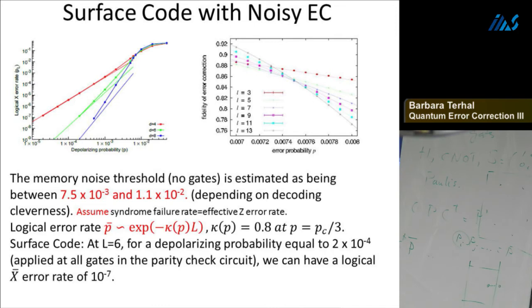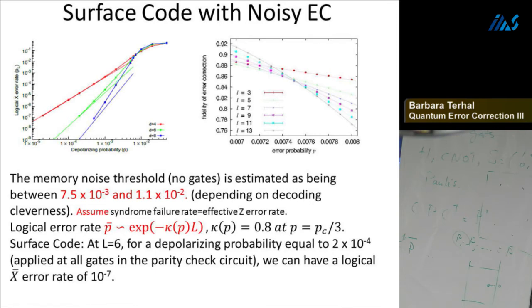I'm not sure I showed this, but I've done some study of various codes, and one of the problems that the surface code has is that for small L, the logical error rate is not very small.